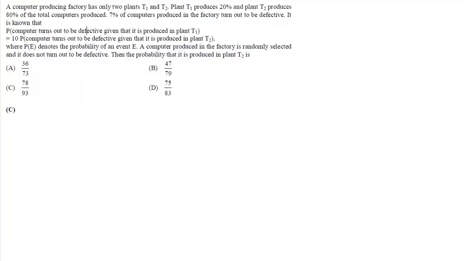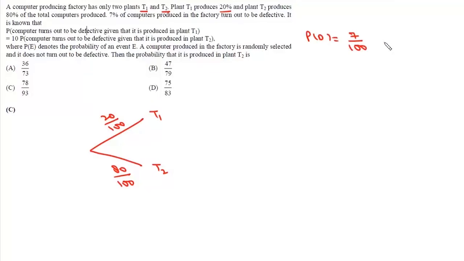Now here the question is, a computer producing factory has only 2 plants, T1 and T2. Plant T1 produces 20% and plant T2 produces 80% of the total computers produced. So we have 2 plants, T1 and T2. Plant T1 handles 20% of the production, so the probability of choosing a product from T1 is 20 by 100, and from T2 this probability is 80 by 100. If 7% of the computers produced in the factory turn out to be defective, the overall defective probability is 7 by 100.